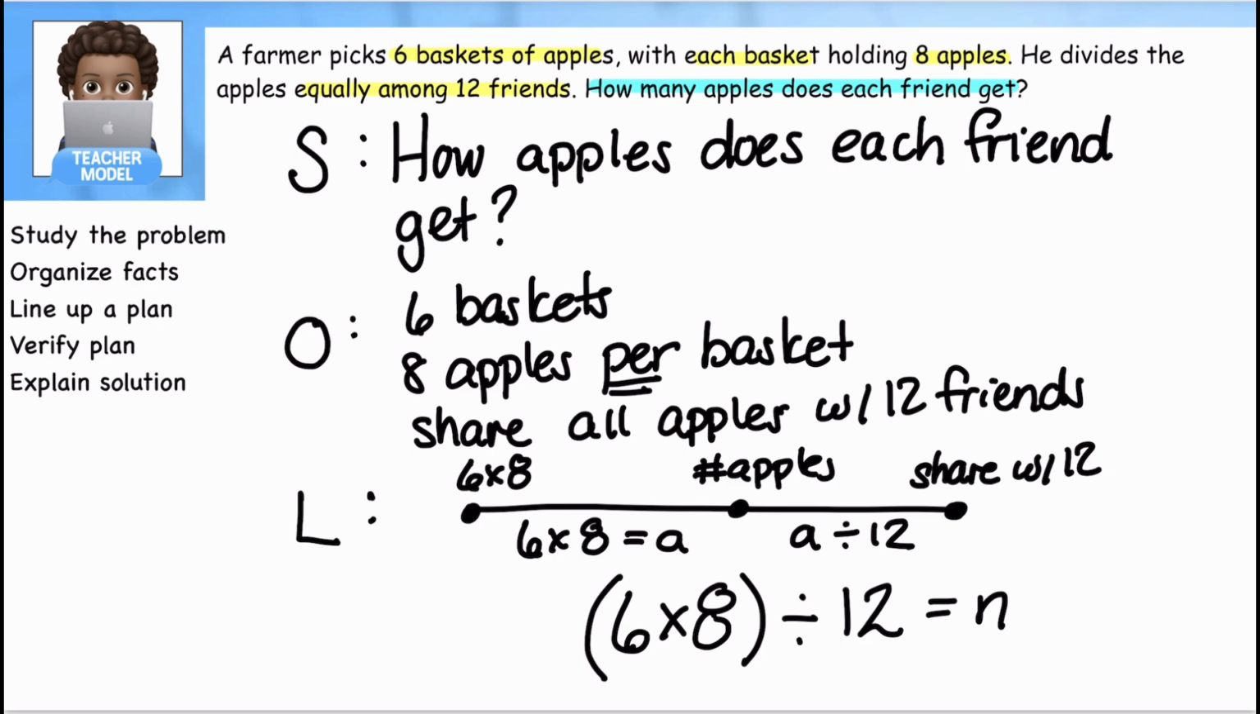And so my plan is this. 6 times 8, I'm going to do that first. And that's why I put it in parentheses. And then whatever that number is, I'm going to divide by 12 to get the number. All right, hit pause and jot this down into your notes.